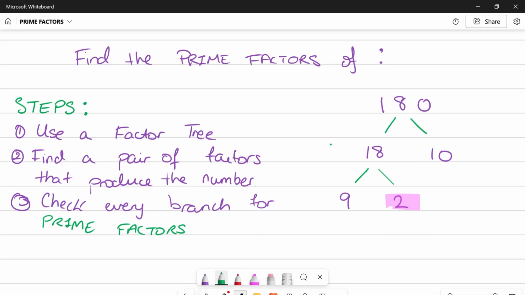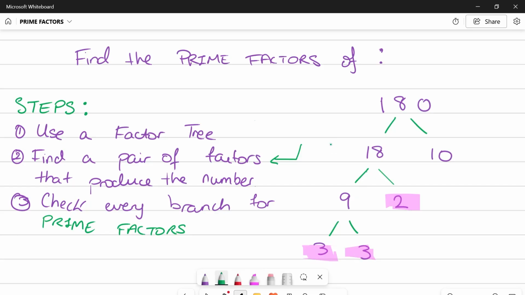So since 9 is not a prime number, we need to repeat step 2 and find a pair of factors that multiply to give us 9. So in this case, that could be 3 multiplied by 3. Now that we've created a new branch, we check to see if we found any prime numbers. So 3 is a prime number and we found 2 3s. So this is the end of this branch here.